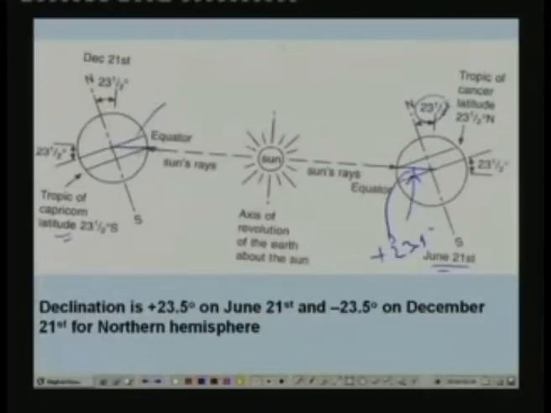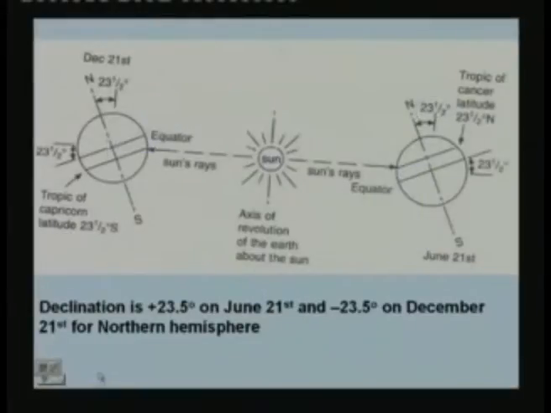On winter solstice, this is your equatorial plane and this is your angle of declination, the line joining point O and this point and its projection on the equator. So this angle is minus 23.5 on December 21st. So it varies from plus 23.5 to minus 23.5 through 0 degrees, and it is 0 degrees at the two equinoxes.